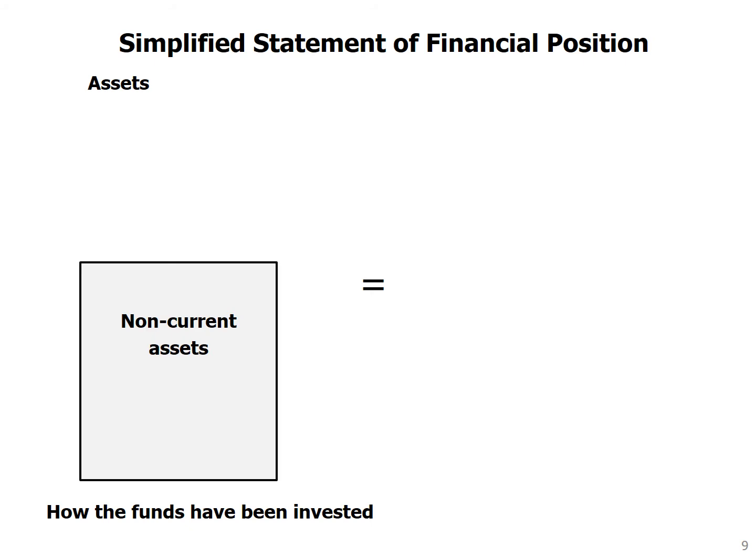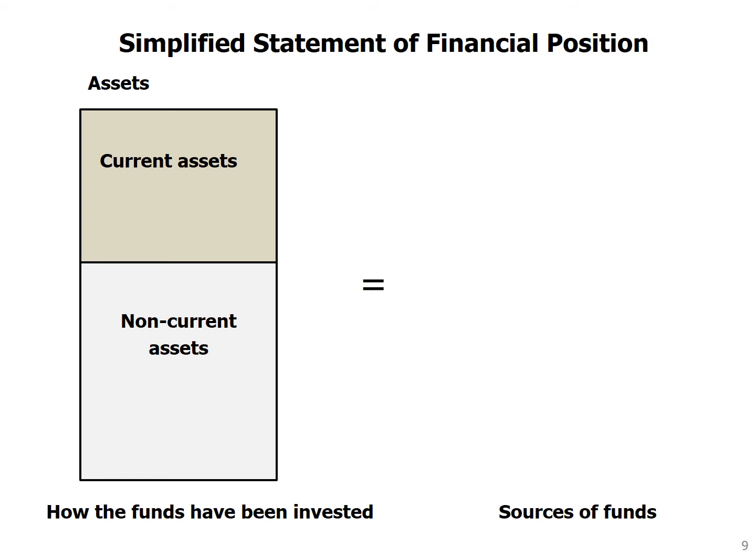IFRS and other accounting standards divide both assets and liabilities into two major classes. Assets are classified largely based on intention into non-current assets, such as property, plant and equipment that the firm intends to keep for the long term, and current assets, things that the firm intends to sell or consume in the near future. These include cash and financial assets that the firm is due to receive within 12 months of the date of the statement of financial position.